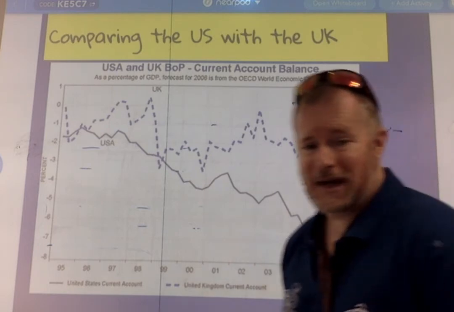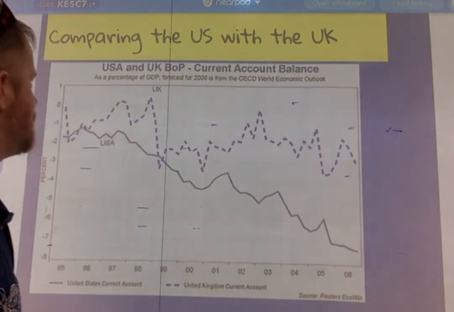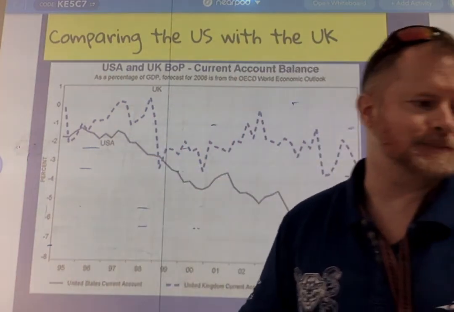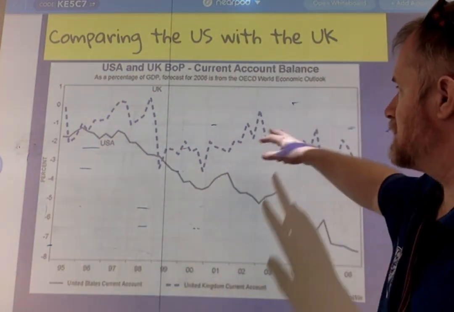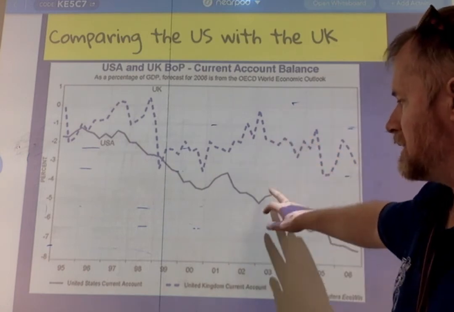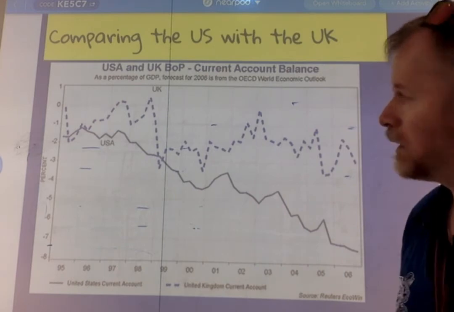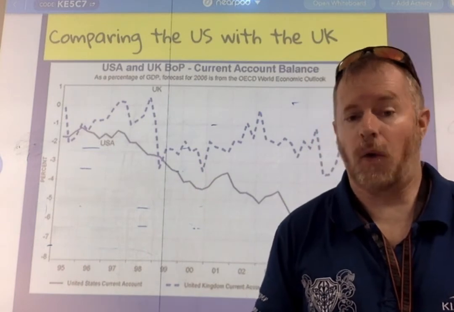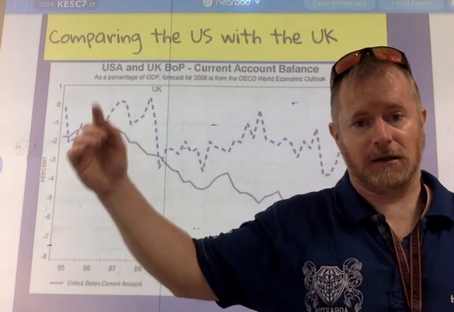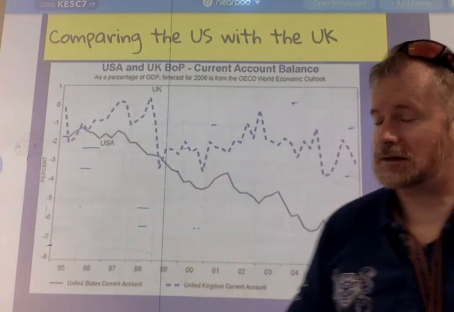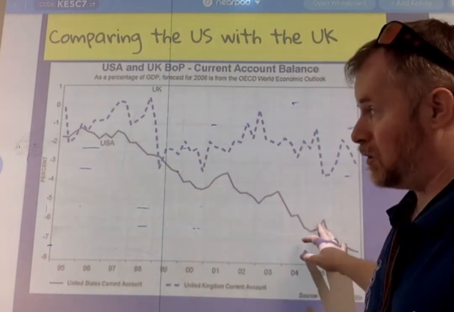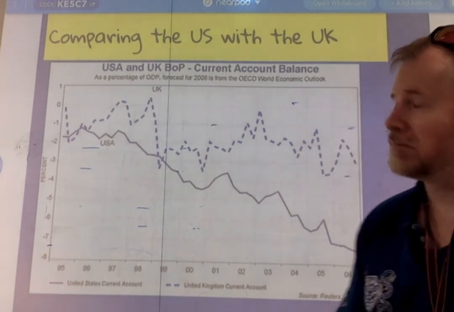Right, so then if you were to compare different countries, and this again is a really interesting study to do, have a look here. This is the UK and the US, and we're using as a measurement the percentage of GDP. The dotted line is the UK and the solid line is the US. You probably very quickly notice that the UK has had quite a fluctuating current account balance over the time period, whereas the US has had a fairly steady, albeit declining, current account balance.